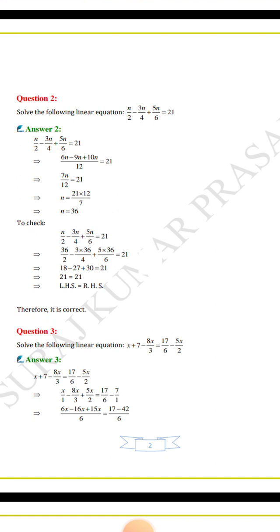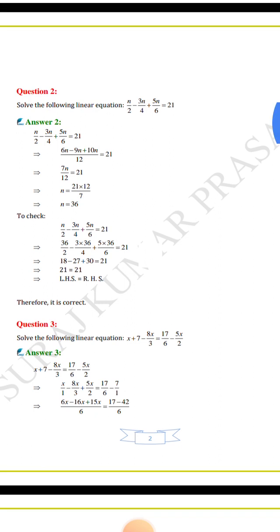Then the value of n is 36. To check n by 2 minus 3n by 4 plus 5n by 6 equals 21, we write 36 by 2 minus 3 into 36 by 4 plus 5 into 36 by 6 equals 21. Then we get 18 minus 27 plus 30 equals 21. Then 21 equals 21, and LHS equals RHS. Therefore, it is correct. Let's solve question number 3.